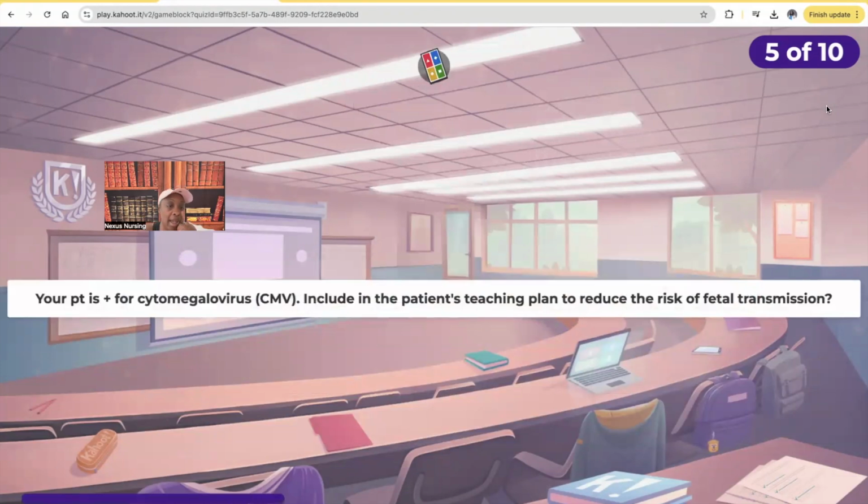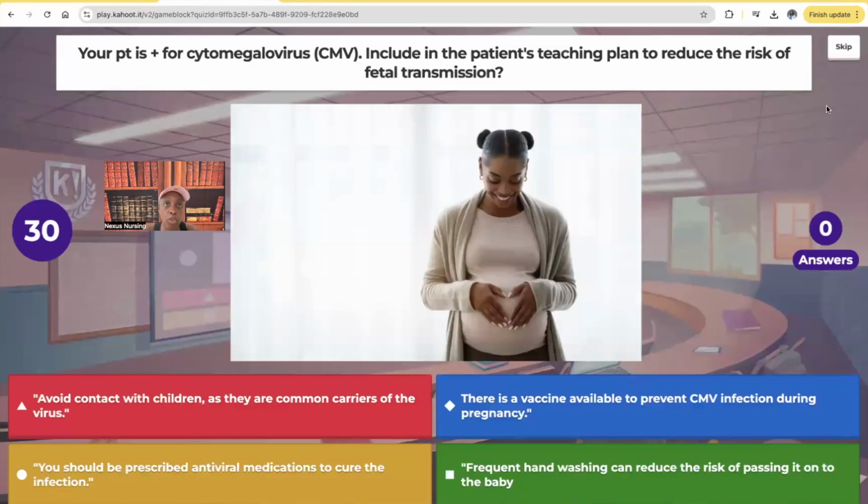Your patient's positive for cytomegalovirus. Include the patient's teaching plan to reduce the risk of fetal transmission. Avoid contact with children as they're common carriers of the virus. There is a vaccine available to prevent CMV infection during pregnancy. You should be prescribed antiviral medications to cure the infection. Or frequent hand washing can reduce the risk of passing it on to the baby. What are you going to teach?